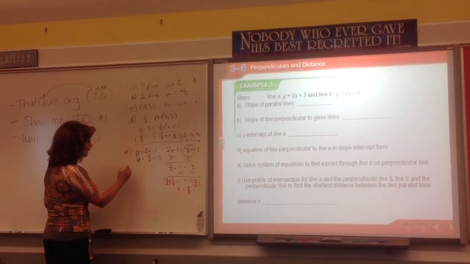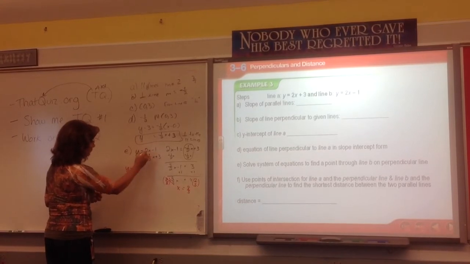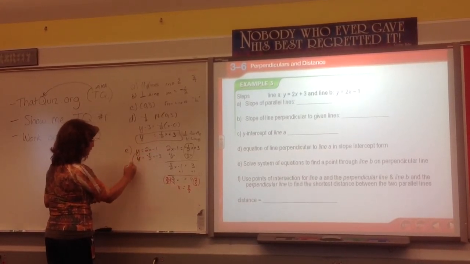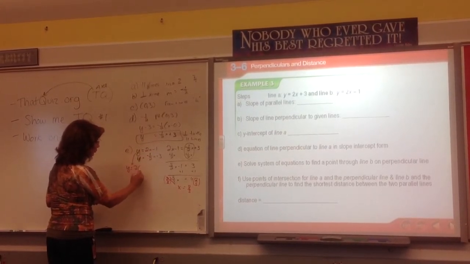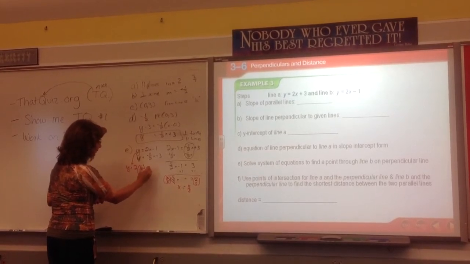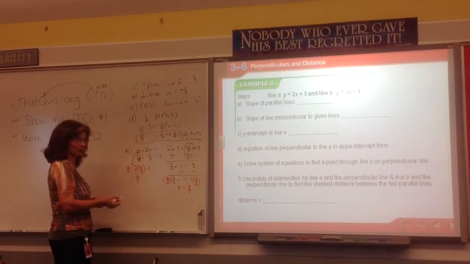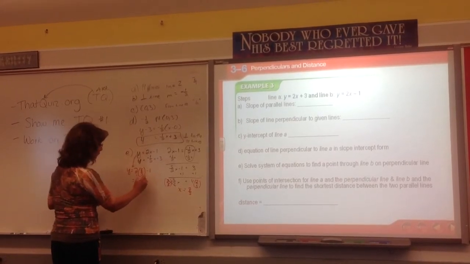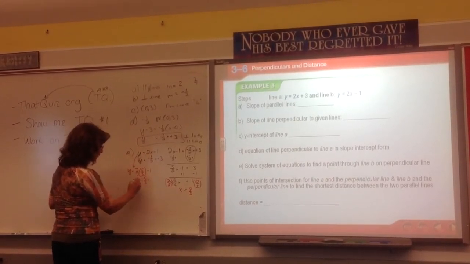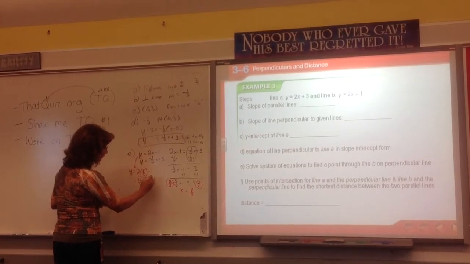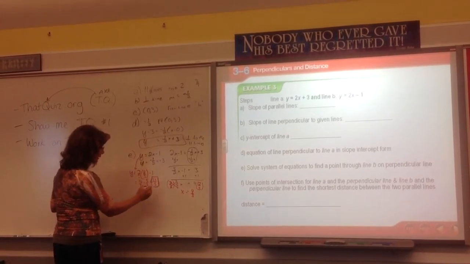Now to find my y value, I can plug it into either one of these, substitute it in here. So 2 times 8/5 minus 1 equals 16/5. Put that over 1, and 1 is the same as 5/5. So 16 minus 5 is 11/5. That would be my y coordinate.